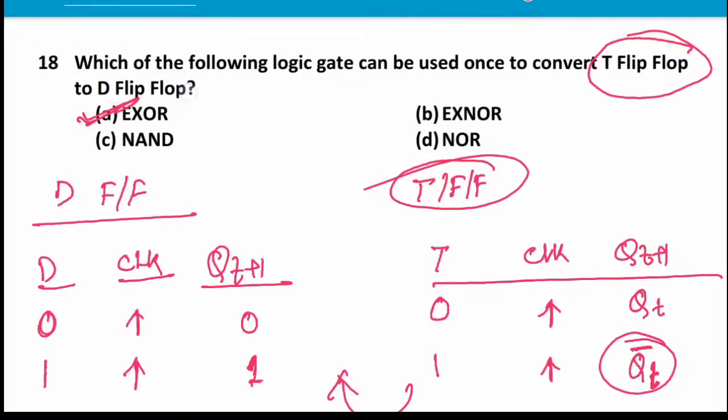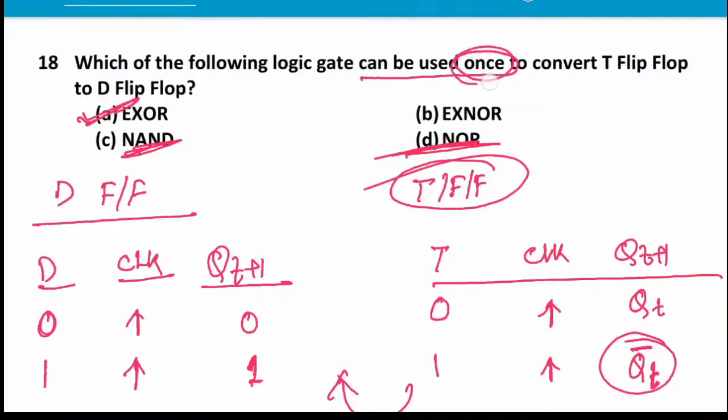And you know that both NOR and NAND are universal gates, and they can be used to form an XOR gate. But here the question asks for a gate that can be used once, only one, because more NOR and NAND gates are needed to form an XOR gate. So these are also answers to this question, but as it is given once, this will be XOR.